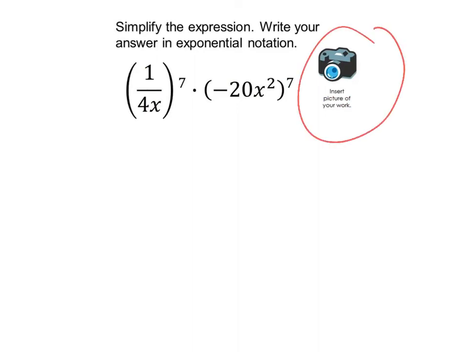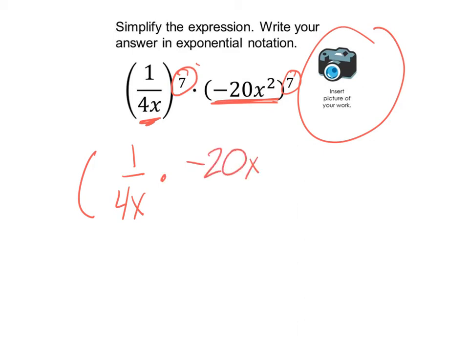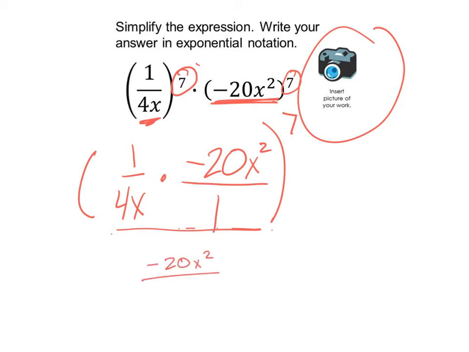All right, in this one, there's not an option. You have to insert a picture of your work. So what do we have here? We have base and exponent. That whole thing is a base. This is your exponent. So you have the same exponent, so you take the bases, multiply them together, ignore the exponent, and how would you multiply that? Hopefully you'd put that over 1. Numerator times numerator, denominator times denominator, you have this.